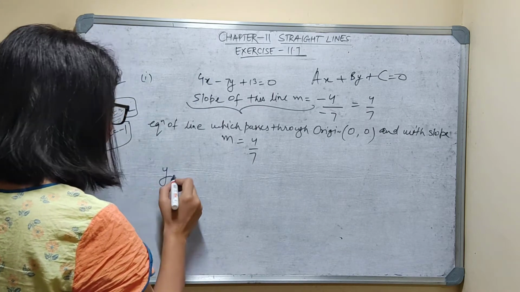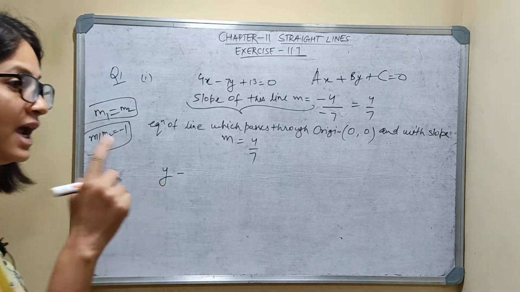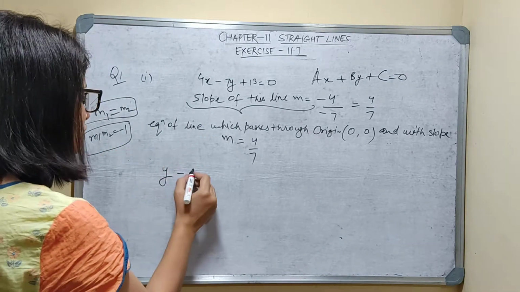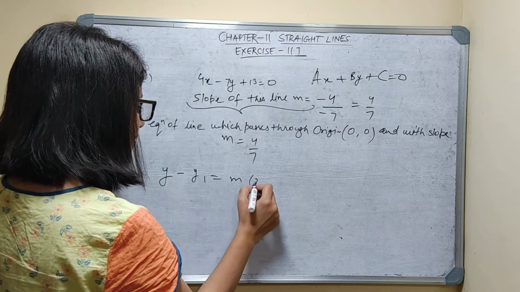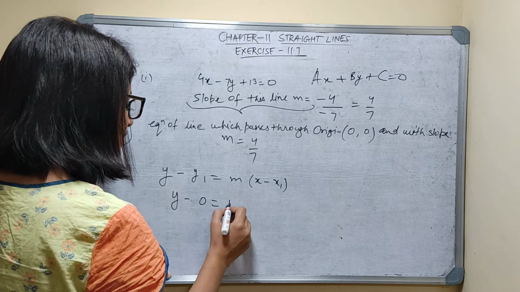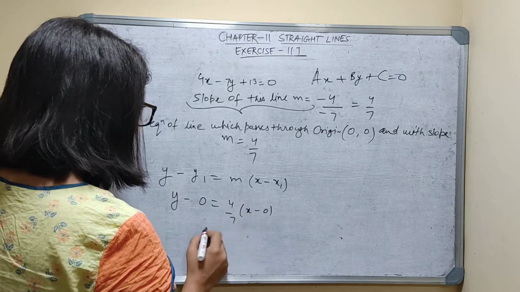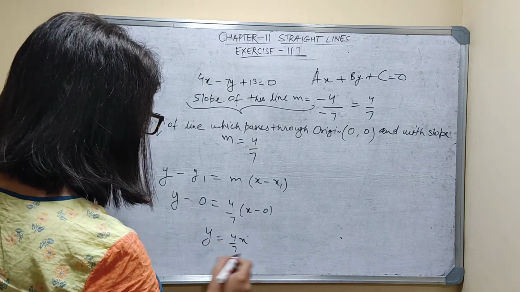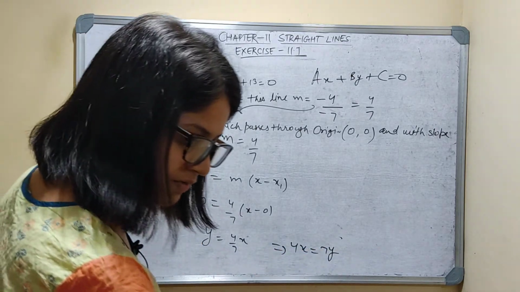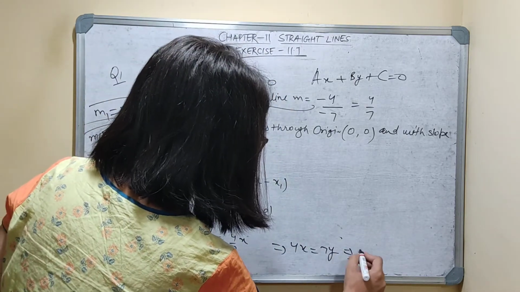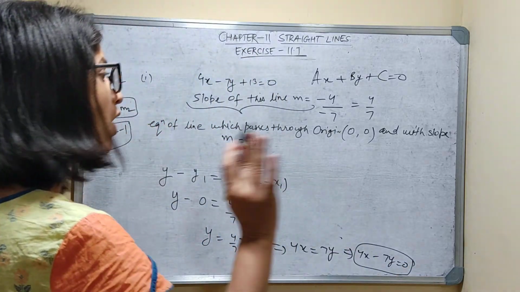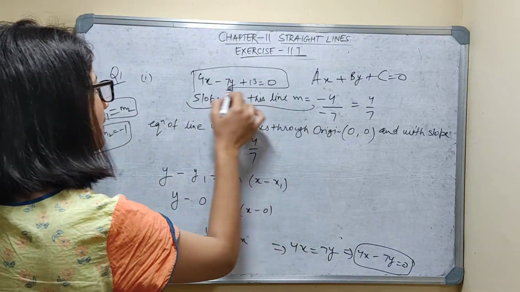So what is the equation? If a line passes through a point with a given slope, we use the point slope form: y minus y1 is equal to m, x minus x1. So y minus 0 is equal to 4 by 7, x minus 0. So y is equal to 4 by 7 x, or by cross multiplication 4x is equal to 7y, or the equation is 4x minus 7y is equal to 0.